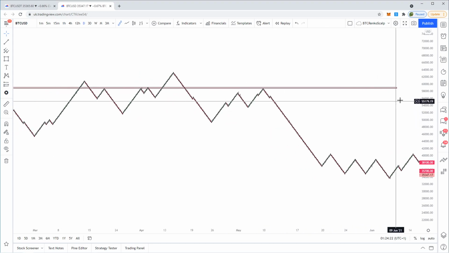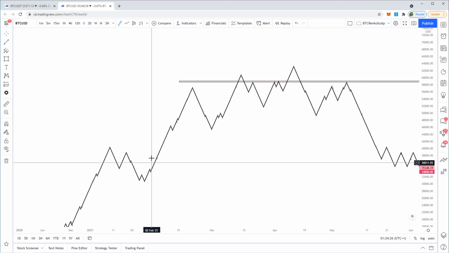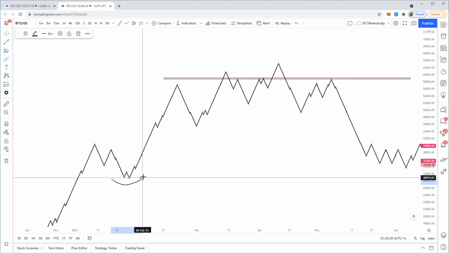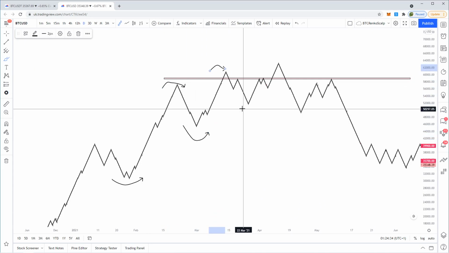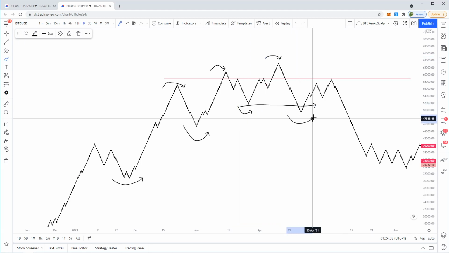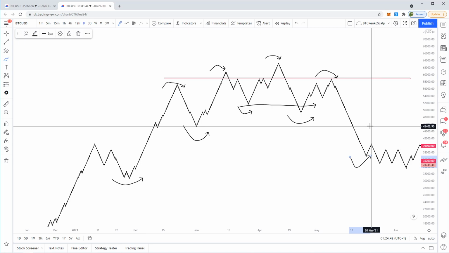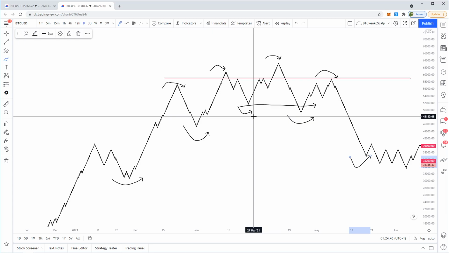The other thing that Renko does very, very well is allows you to track market structure. So like we looked at for BTC. Market structure here of our low, our high, higher low, higher high, higher low, higher high. Break in market structure, lower low, lower high, lower low. Right, so we can easily see these changes in market structure.